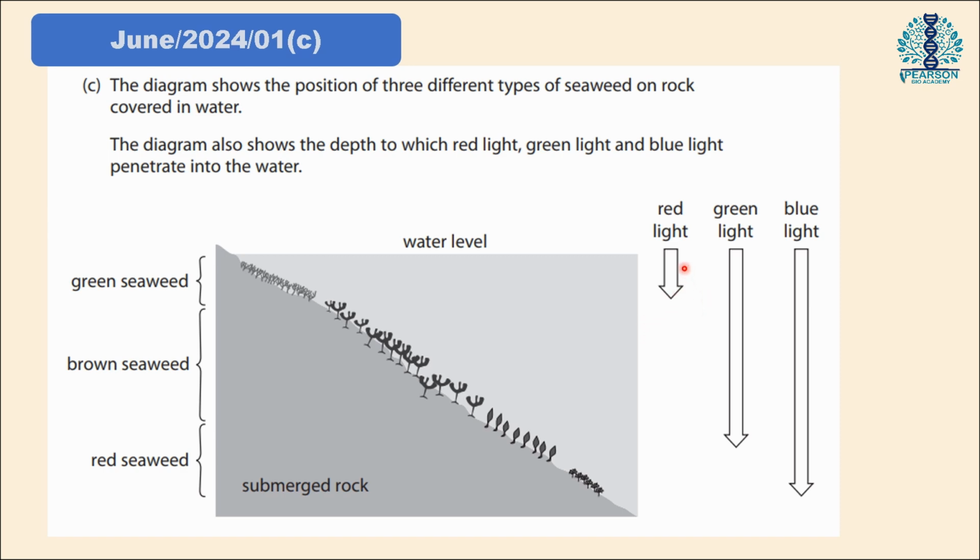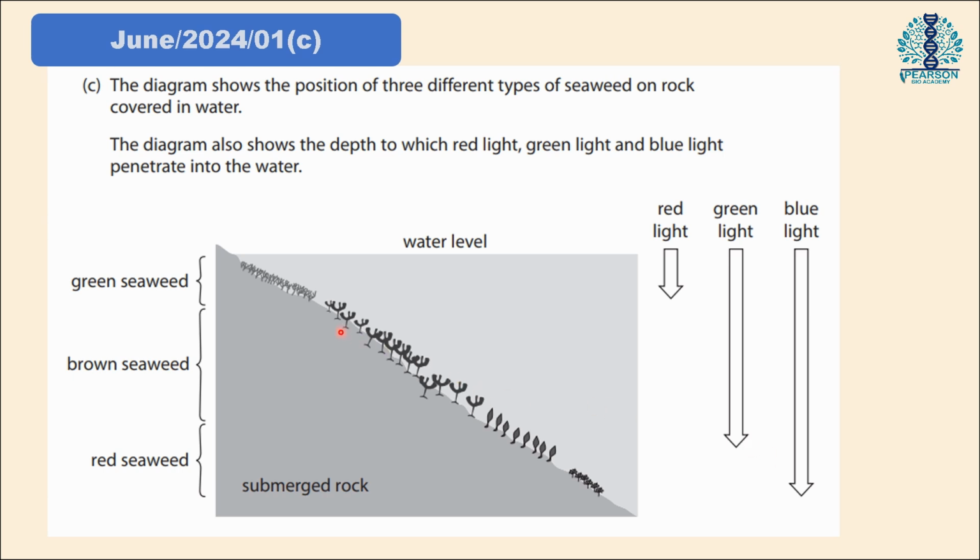Red, green and blue light don't penetrate water equally. Red light penetrates the least and is absorbed quickly by water, so only seaweeds at shallow depths can absorb it. Green light goes a bit deeper but not as far as blue light. The blue light, with the shortest wavelength, can penetrate the deepest into the water.